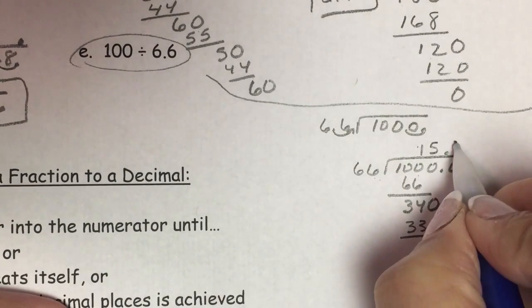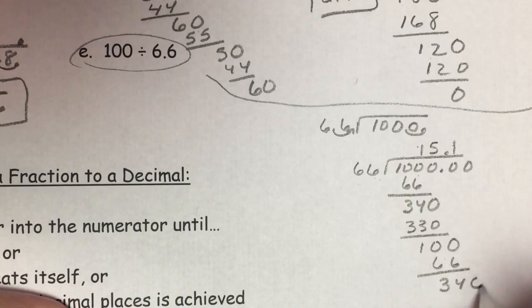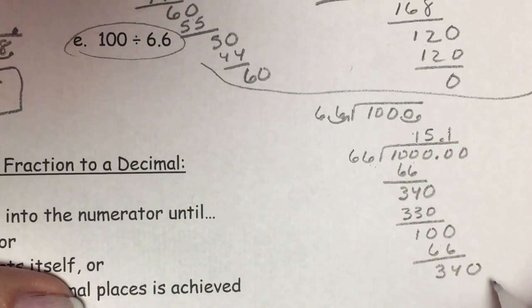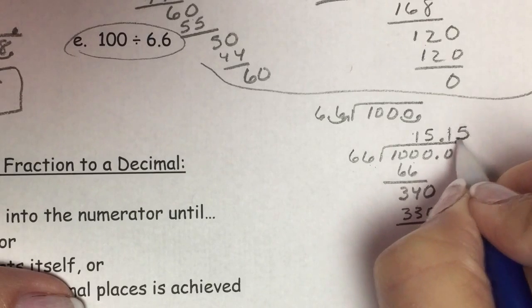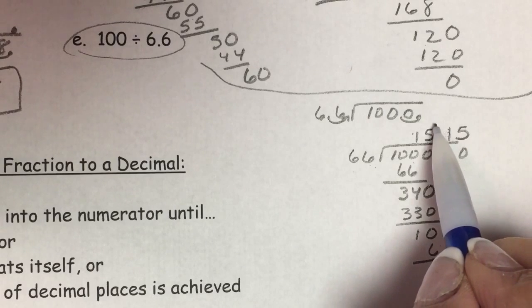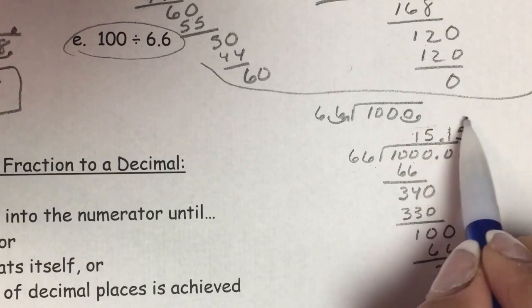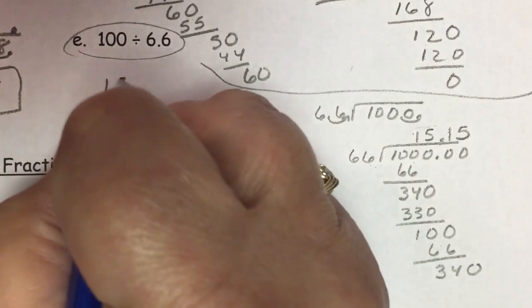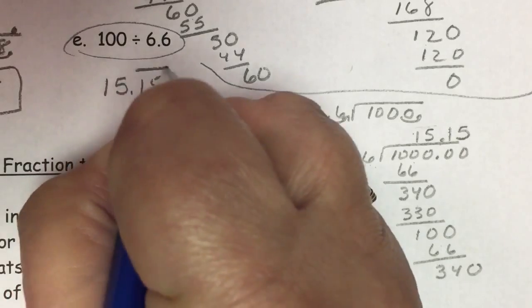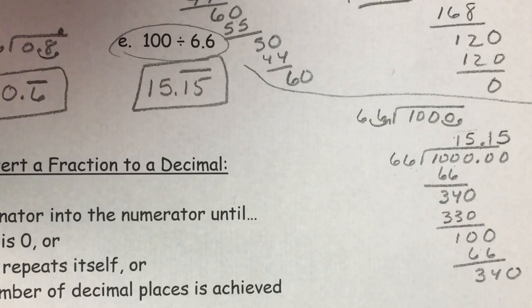66 goes into 100 once. 1 times 66 is 66. Subtract, you get 340. Does everybody see what's going to happen? 66 goes into there 5 times, and it'll keep doing that. So you don't want to put the repeating bar to the left of your decimal point. You never do that. You always put your repeating bar to the right. So my answer for this one will be 15.15. The 15 is repeating.